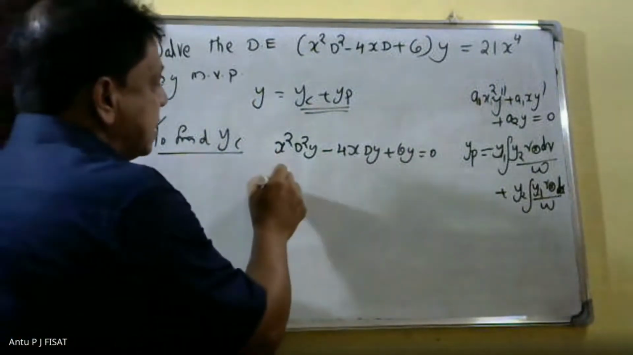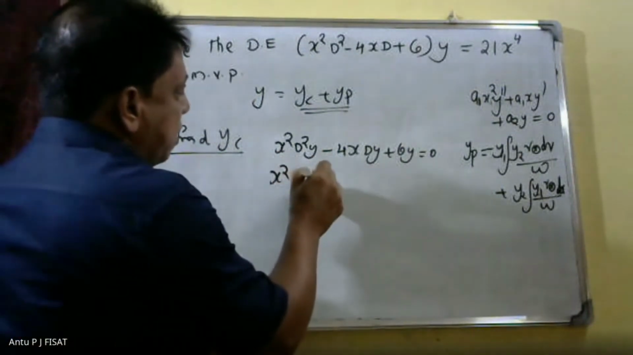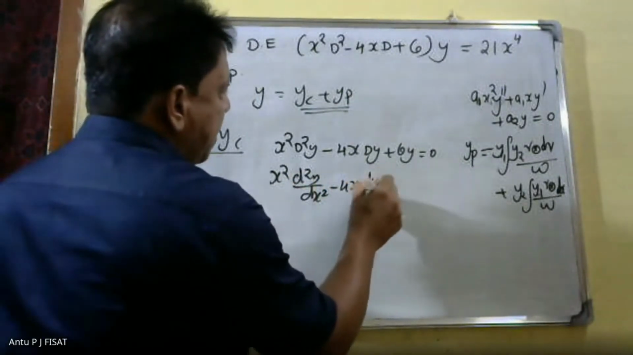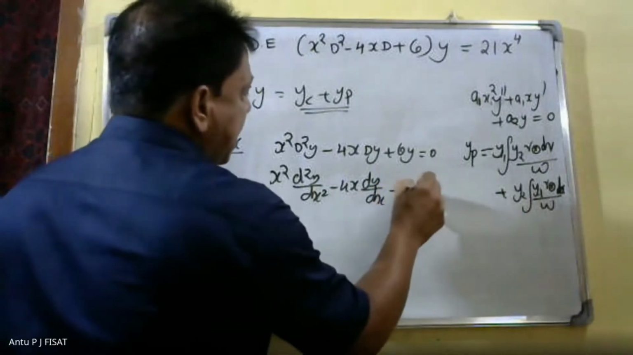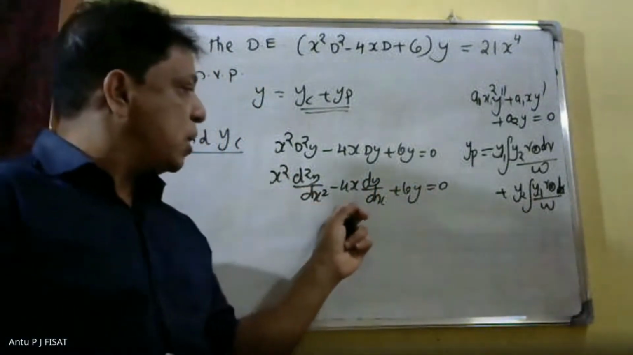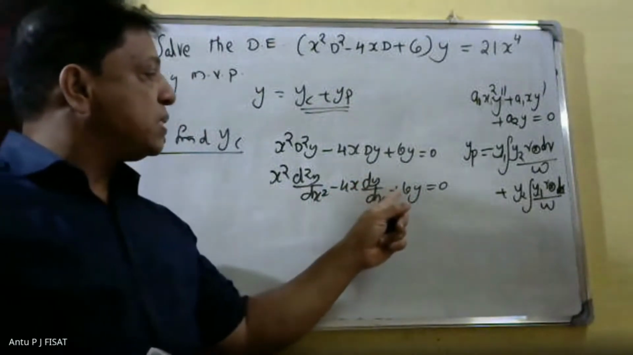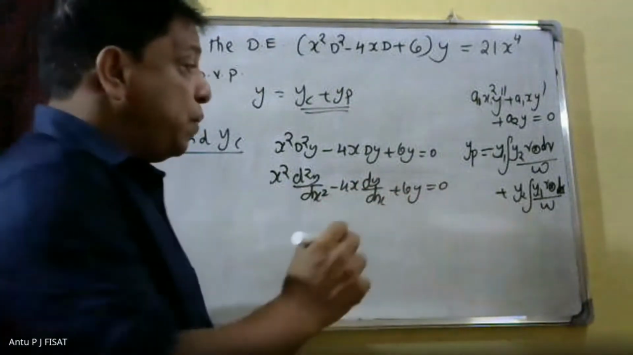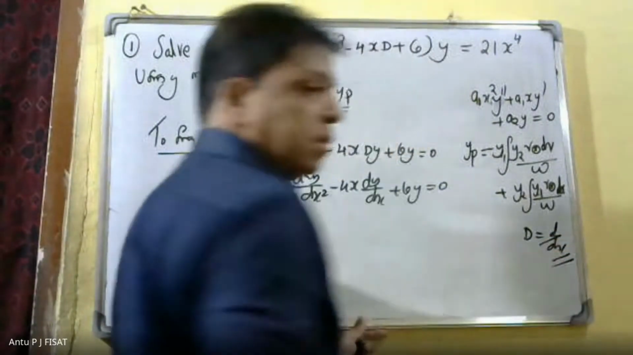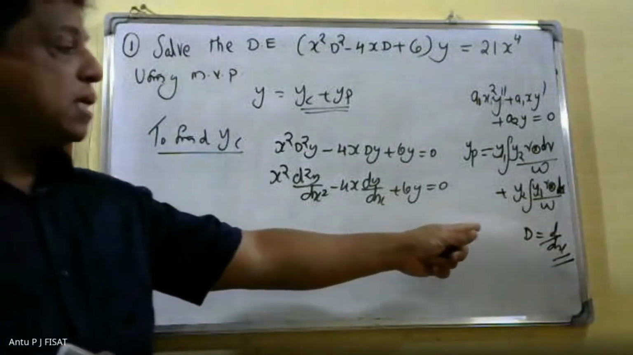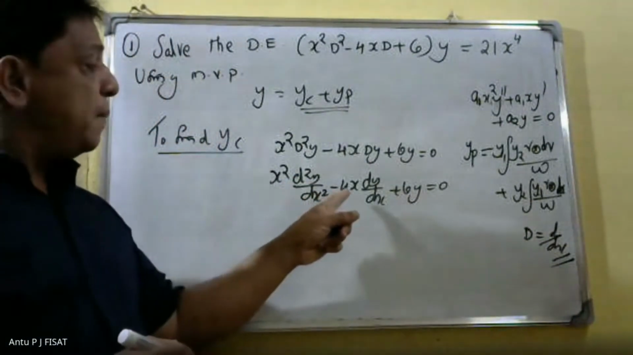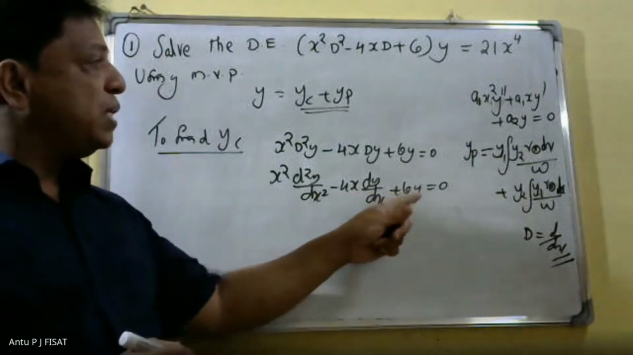Take the left-hand side. Then this can be written as x² d²y/dx² − 4x dy/dx + 6y = 0, where d stands for d/dx. D is the symbolic form. Therefore, we can write it as x² d²y/dx² − 4x dy/dx + 6y = 0.